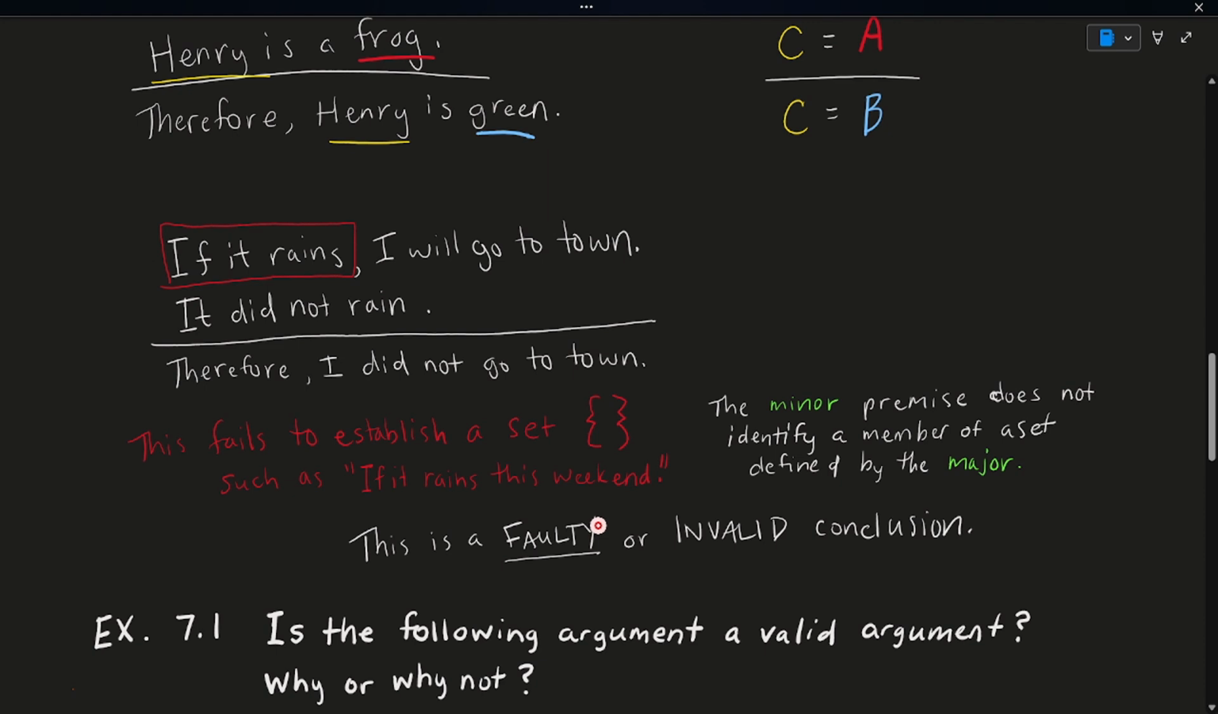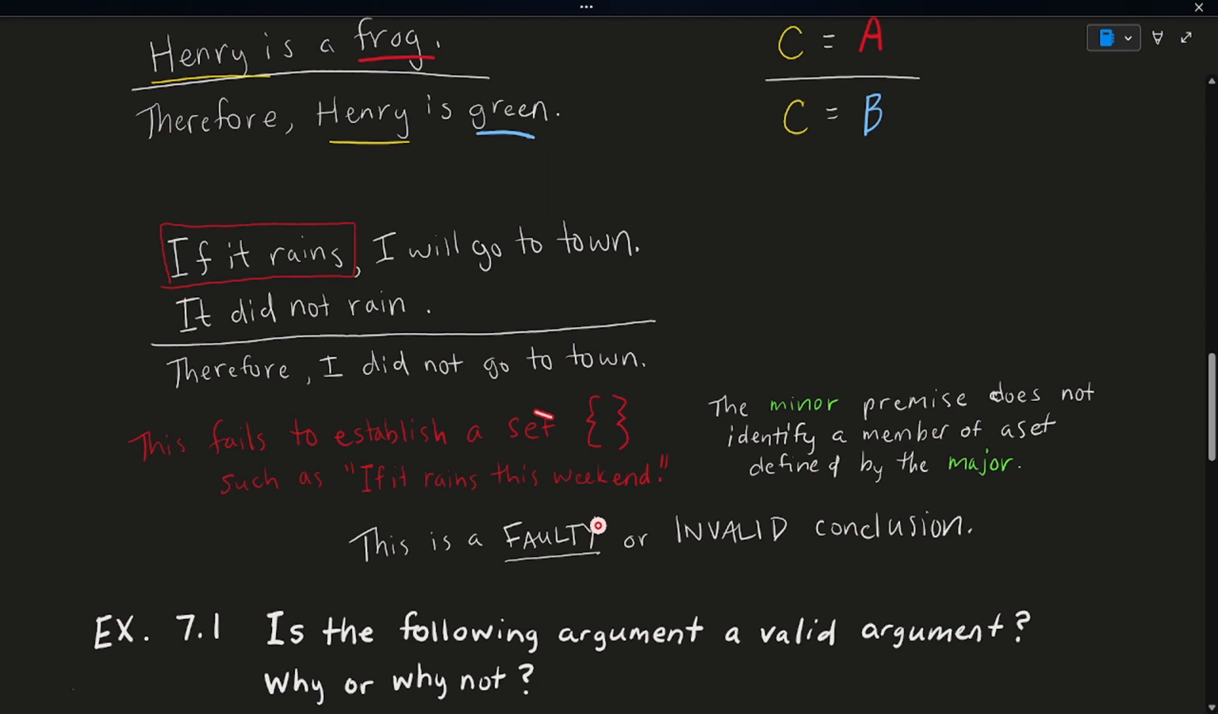All right, this is not an all. This is not a set of everything, all. So this is going to be failing to establish a set, such as if it rains this weekend. Let's say it said, if it rains this weekend, I will go to town. All right, it did not rain this weekend. Well, therefore I went to town, because now we're actually identifying a set.